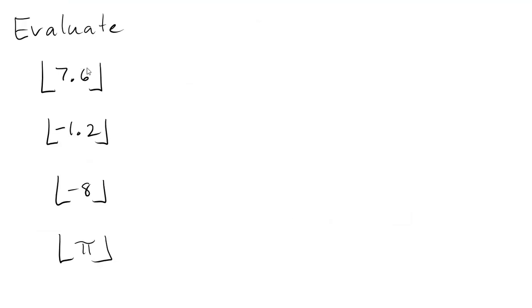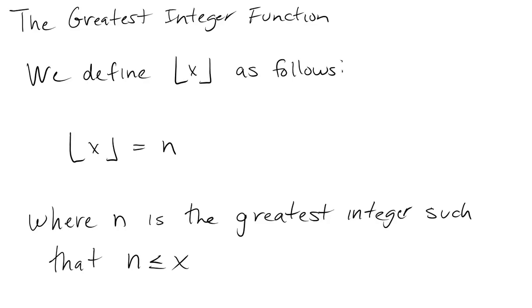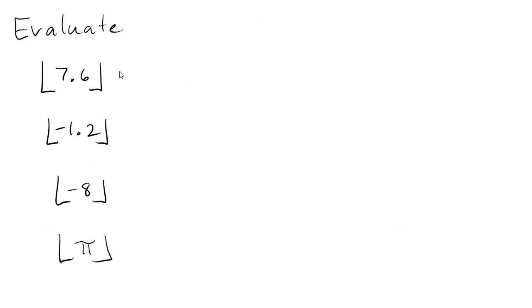Here we're applying the greatest integer function to the input 7.6. This function rounds down. Let me go back to the rule. It says n is the greatest integer such that n is less than or equal to x. Well, what's the greatest integer that's smaller than 7.6? Well, it's 7. So this rounds down to 7.